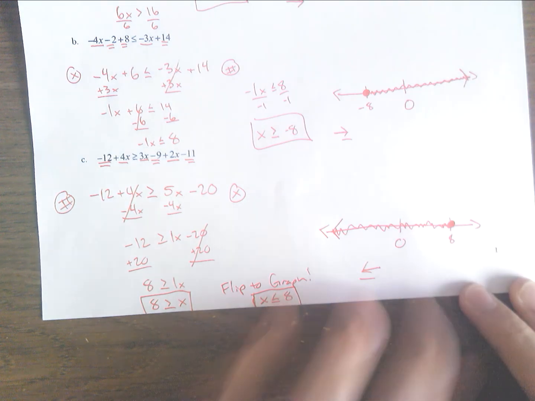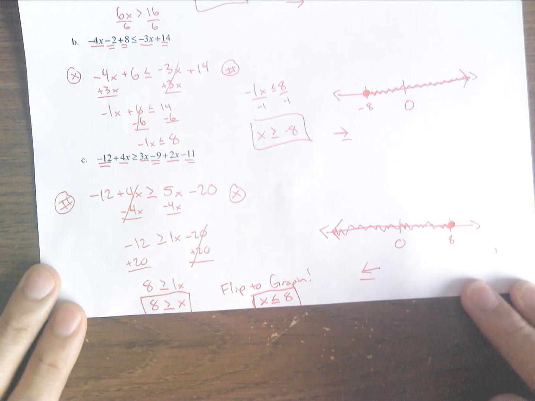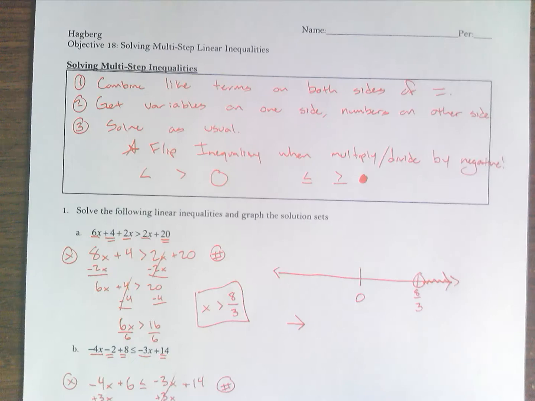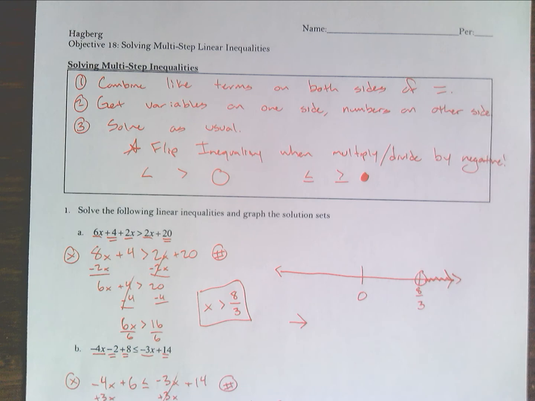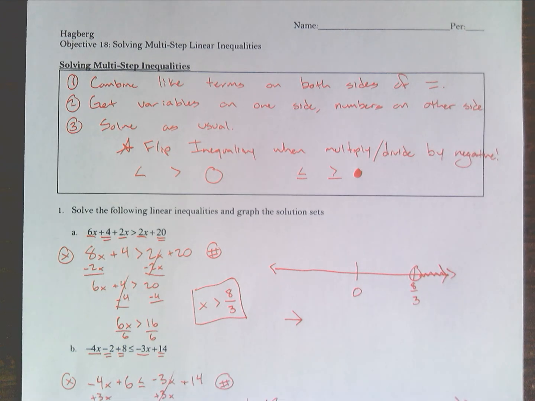All right. So this is solving multi-step linear inequalities. First, we combine like terms, get the variables on one side, numbers on the other, and then we'll solve as usual.